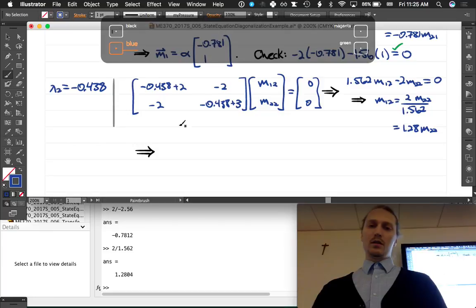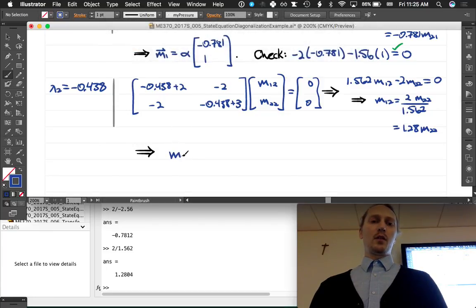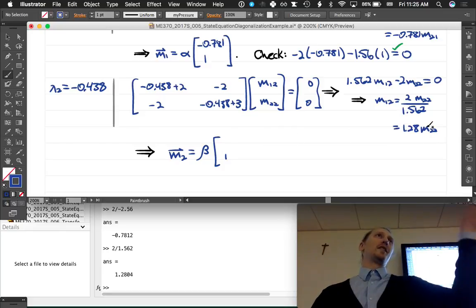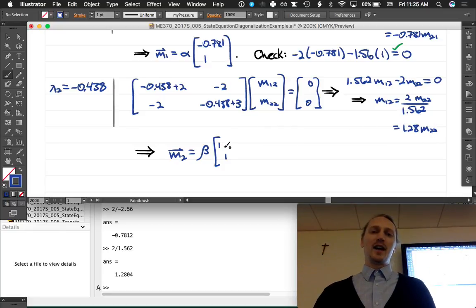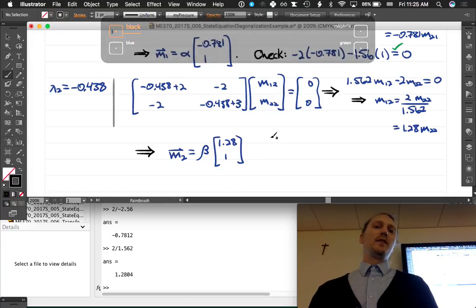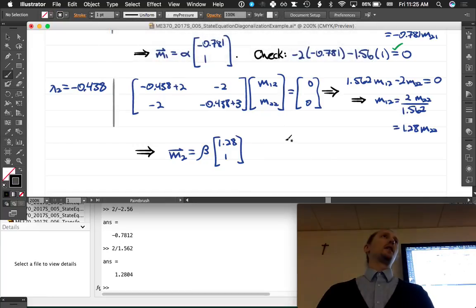All right. So we can now write our eigenvector, which is M2. And we know we can scale it by anything, so I'll put a beta in there. You can scale it by anything you want. But we will choose M22 to be 1, again, because it's easier, which means that M12 has to be 1.28. Voila. And we could check, but I'll leave the check for you guys to do. It should also work on this other equation.